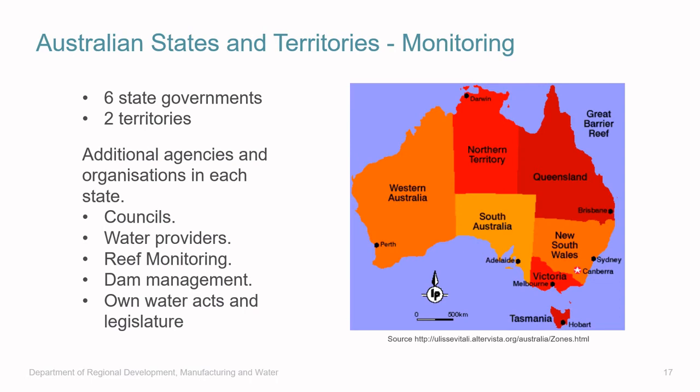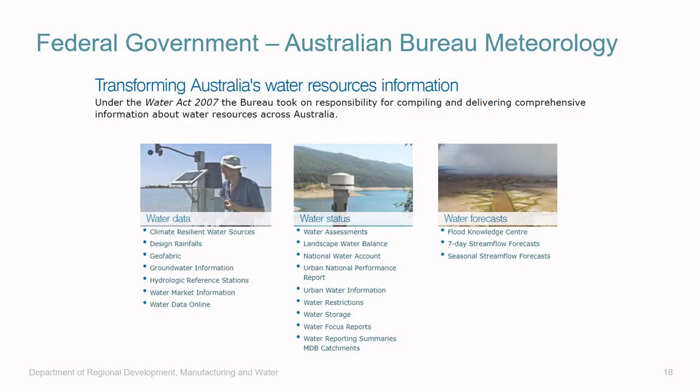In Australia, we have 6 state governments as well as 2 territories. So traditionally each of these agencies and organisations had their own standard operating procedures, and for collecting flow measurements there wasn't a standardised approach between many of the organisations, even within each of those states.